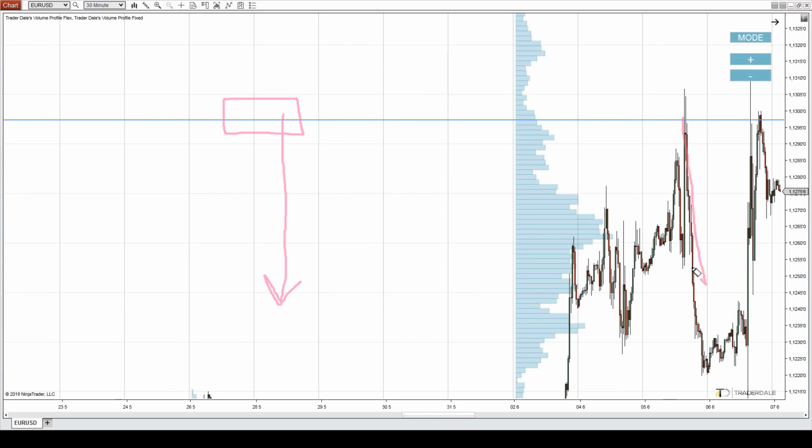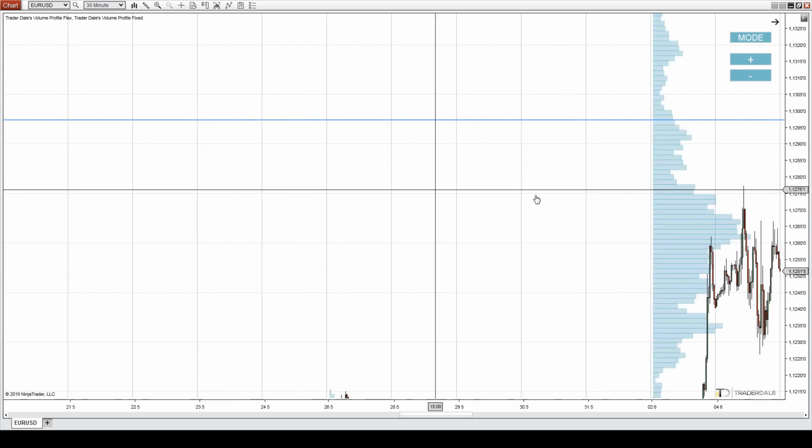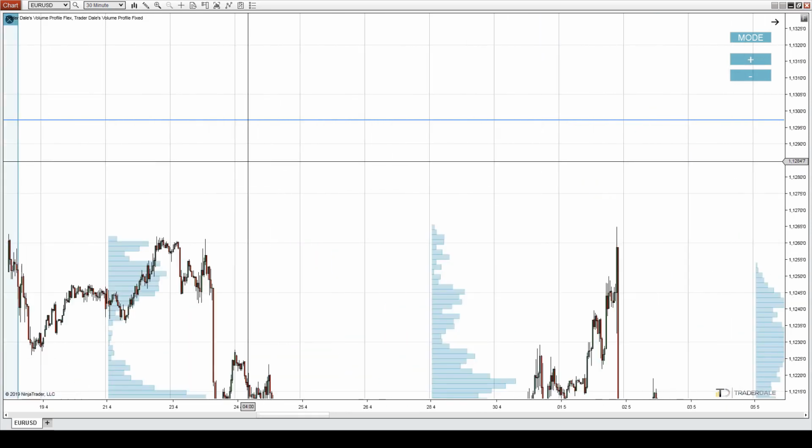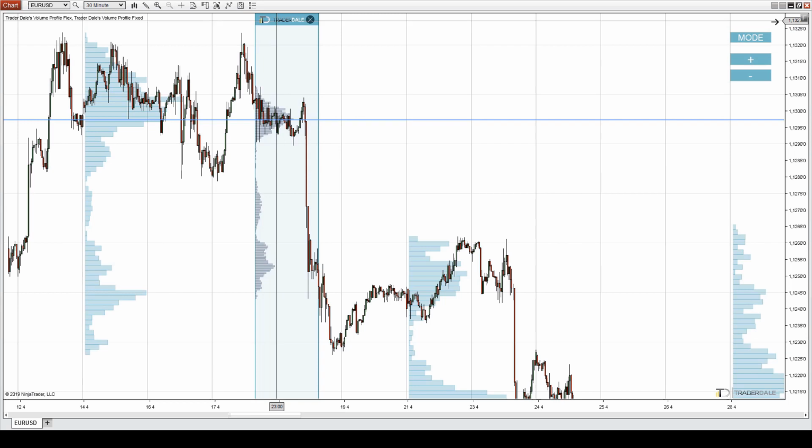Yeah, this is the reaction to the level. Pretty strong one. The price went 9 pips against the level aggressively, but then it turned and made a very significant sell-off. I'm not sure if there was any confirmation of this level though.